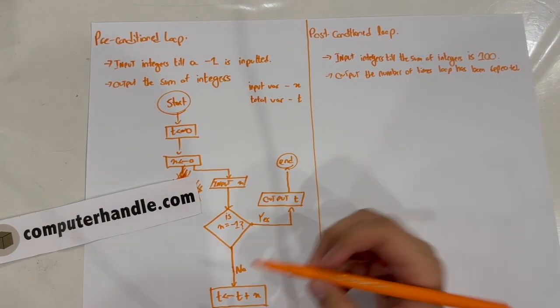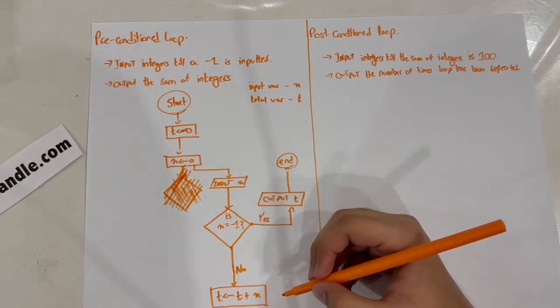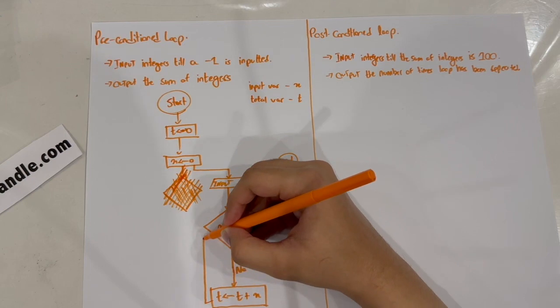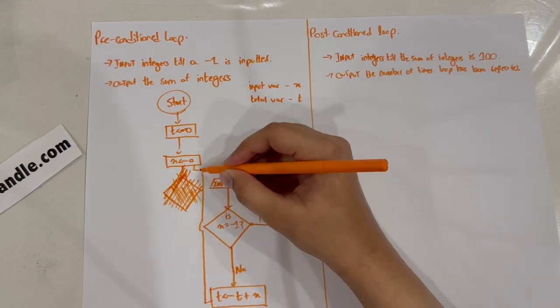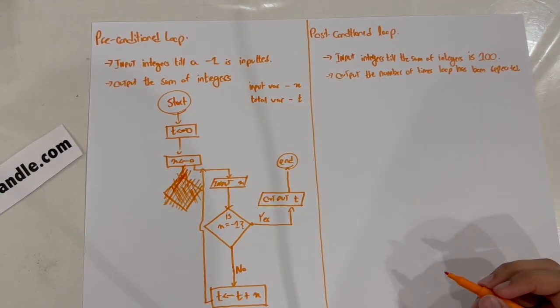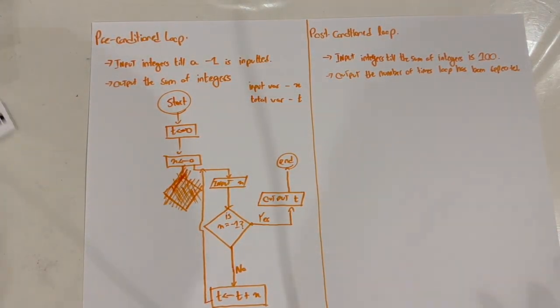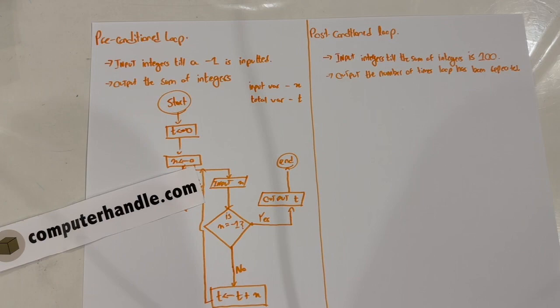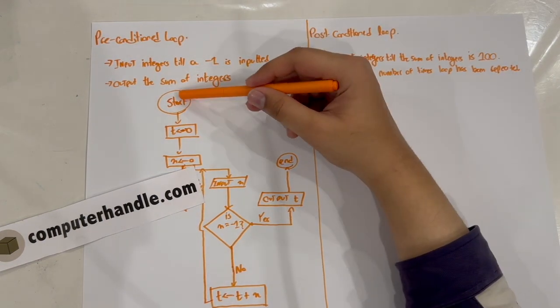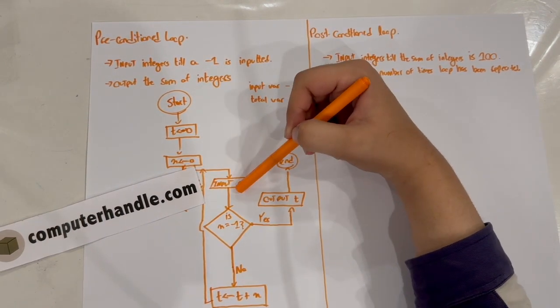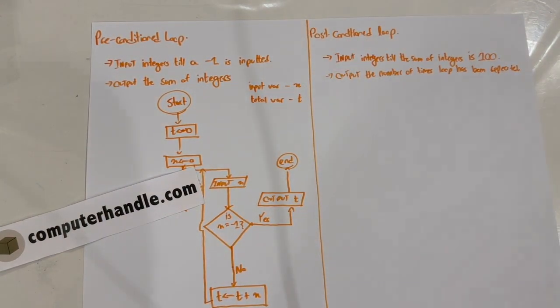Then from here, we'll proceed back to the input part, like so. All right, and here's our messy flowchart completed. Let's run through it now. So we say start, we have t and x initialized to 0. Then we come here, input x. Now let's draw a trace table for it.